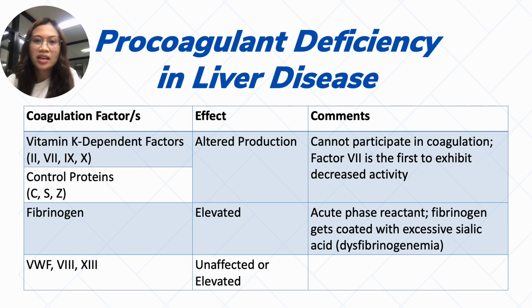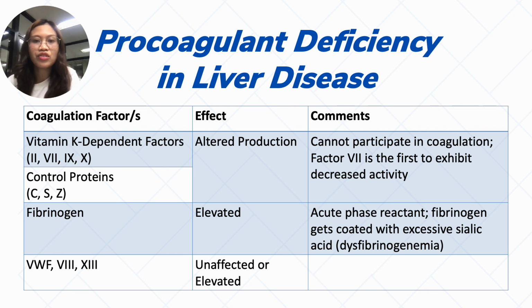In liver disease, there is an alteration in the production of vitamin K-dependent factors. As a review, your vitamin K-dependent factors are factors 2, 7, 9, and 10. Aside from the vitamin K-dependent factors, the production of control proteins such as protein C, S, and Z is also affected. These coagulation factors cannot participate in the coagulation process because they are produced in their des-gamma carboxyl forms.